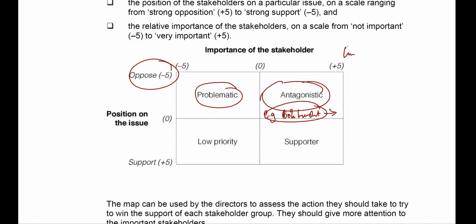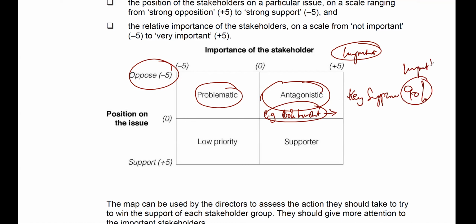Is he not very important to the organization? Yes. But is he supporting or opposing you? Opposing. And that makes him what? Antagonistic, right? And for these antagonistic stakeholders, for instance, let me say a key supplier. You want a discount. This supplier supplies 90% of all your produce. Doesn't that make him very important? Because if he goes, you can go down.